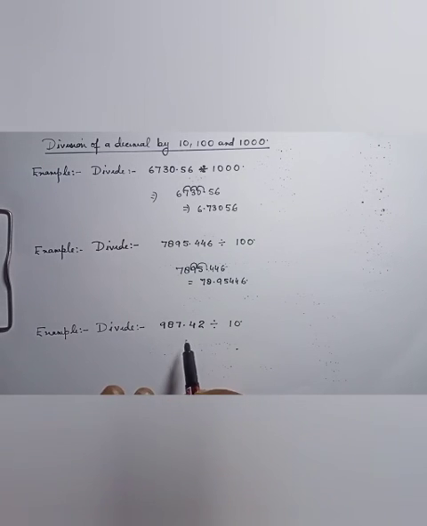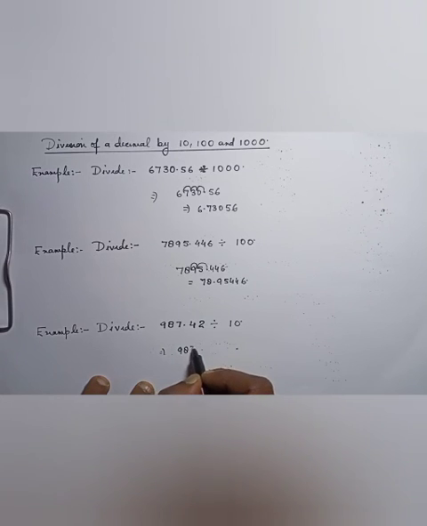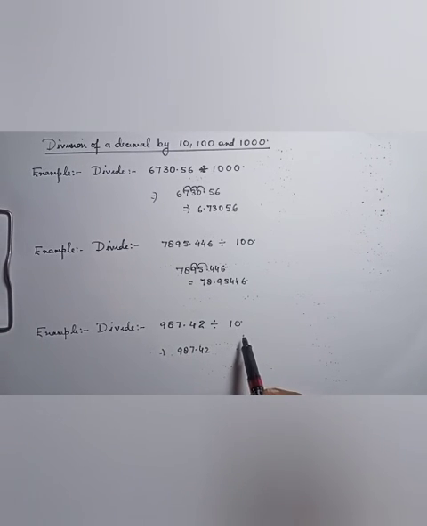Let us move to the last example. The same procedure, 987.42. Now the number of zeros is 1. So I am going to shift the decimal place towards the left 1 place. So it will become 98.742. I hope all the topics that I have explained are very much clear to everyone.